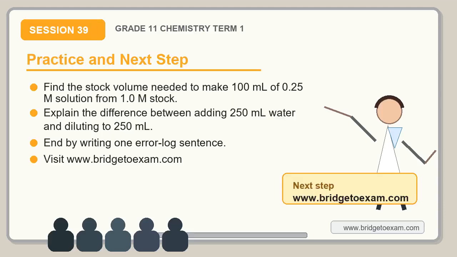Before you leave, practice actively. Task 1. Find the stock volume needed to make 100 milliliters of 0.25 M solution from 1.0 M stock. Task 2. Explain the difference between adding 250 milliliters water and diluting to 250 milliliters. Task 3. Use particle pictures to show concentrated and diluted solutions.